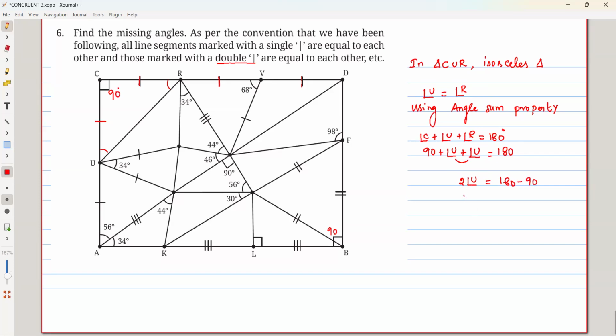Now 2U is equal to how much? 90 degrees. Now angle U alone, how much? 90 divided by 2 is 45 degrees. Angle U is equal to 45. So that is nothing but angle R, also 45. In an isosceles triangle, base angles are equal.